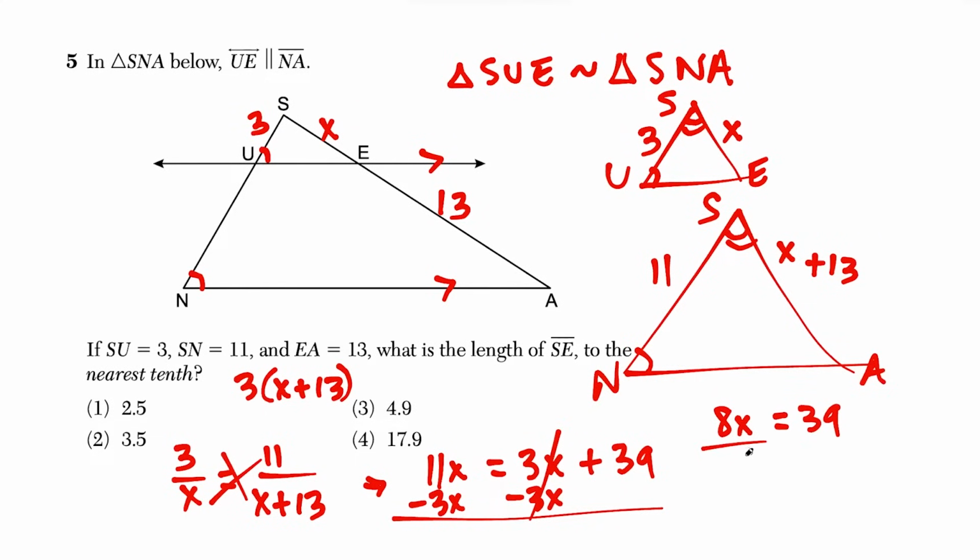And once again, we're doing 39 divided by 8 to solve for x. And that's still going to give us 4.875, which rounds to 4.9. So either way, we're getting choice 3.